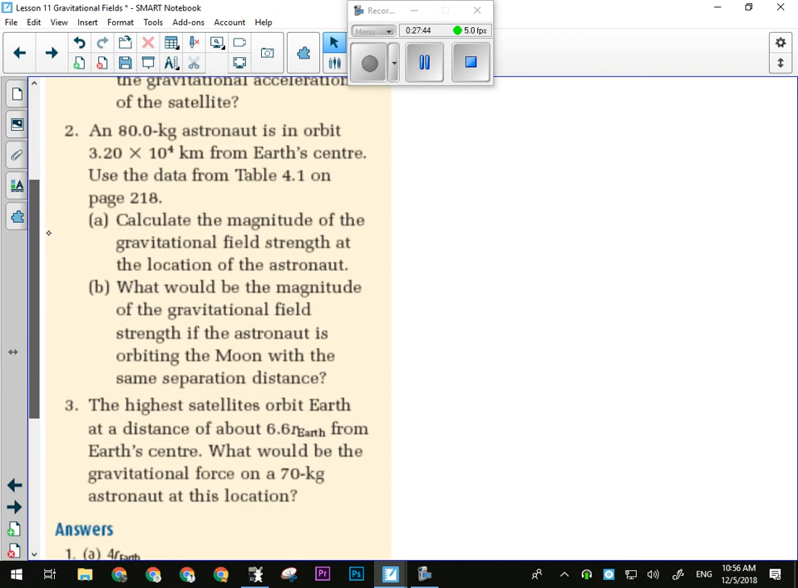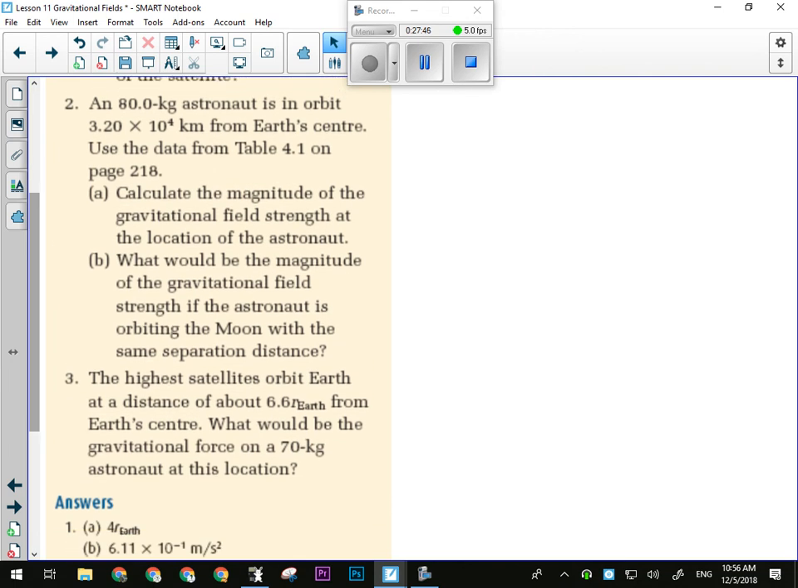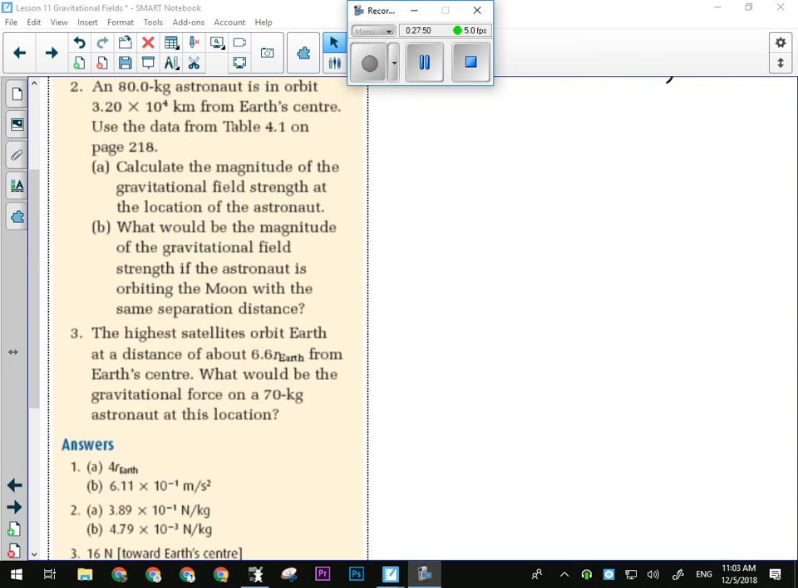Try 2 and 3 there, guys. I'll give you a few minutes on 2 and 3. Same idea. For question 2, we're looking for the gravitational field strength on the astronaut. What is causing the gravitational field to act on the astronaut?